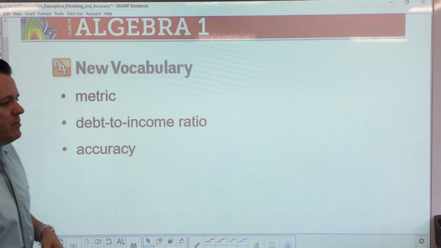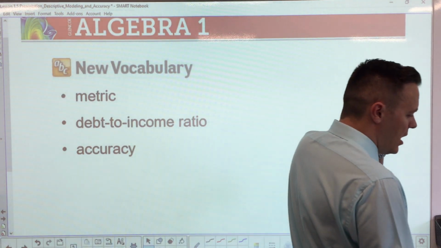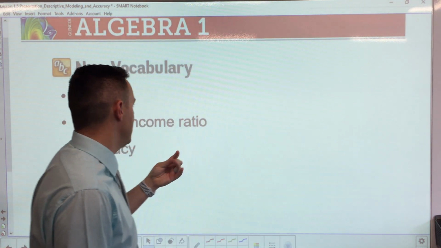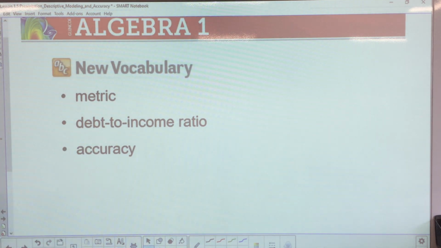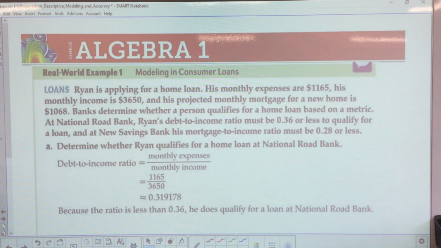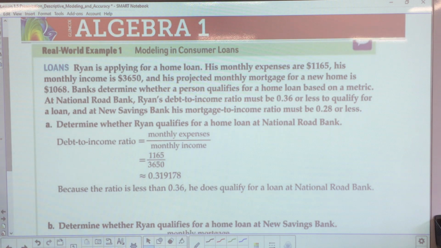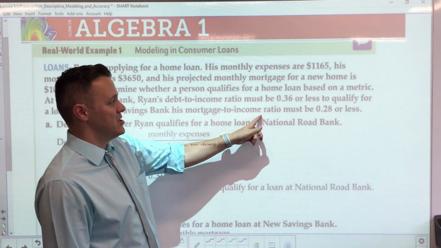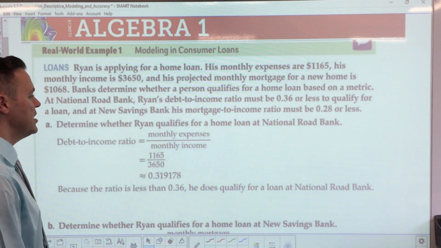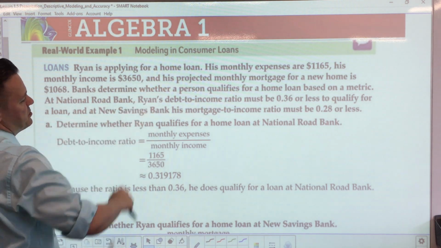So if you look on page 33, you should see this example of what a metric is, debt to income ratio, and accuracy. Those are the definitions we're learning today. So debt to income ratio. This applies to a lot of people, especially in credit scores. I've had this done to me quite a bit. Okay, Ryan is applying for a home loan.